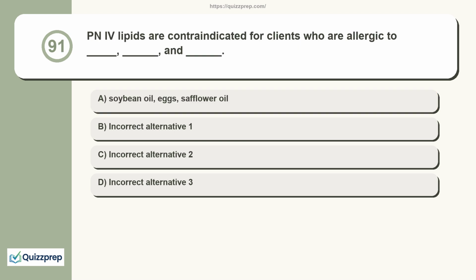Question 91. PN lipids are contraindicated for clients who are allergic to what? Soybean oil, eggs, safflower oil.